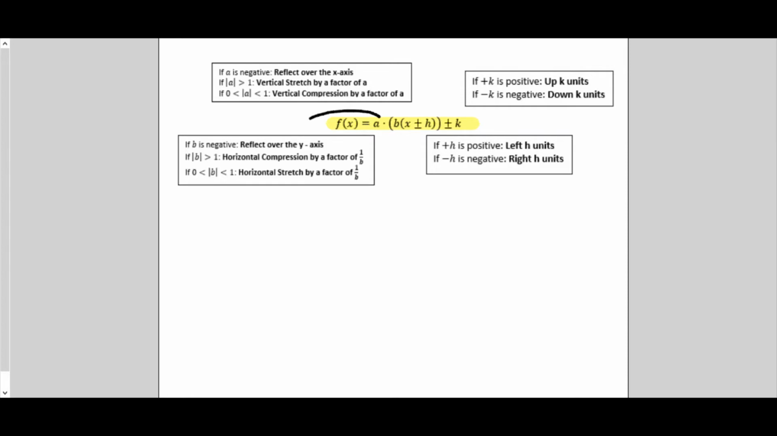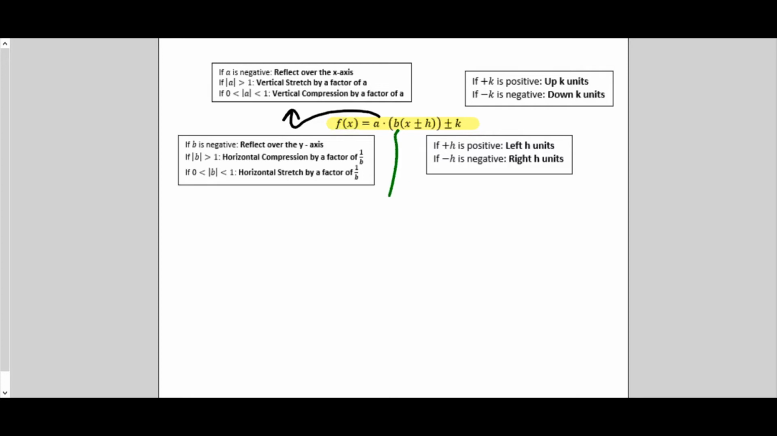So the first one is the a value. The a is a number outside of parentheses. It would be in front of a set of parentheses. If a is negative, it's a reflection over the x-axis. If the absolute value of a is bigger than 1, then you have a vertical stretch by a factor of a. If the absolute value of a is in between 0 and 1, then it's a vertical compression by a factor of a. So this is how the a affects the graph. So this is a vertical stretch or compression.